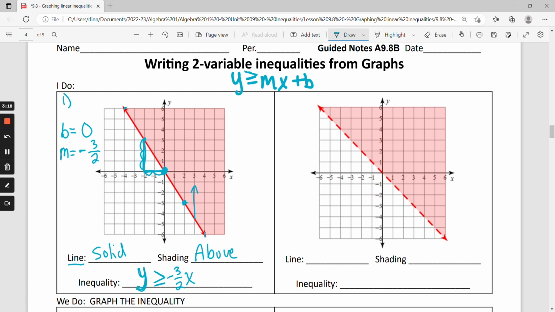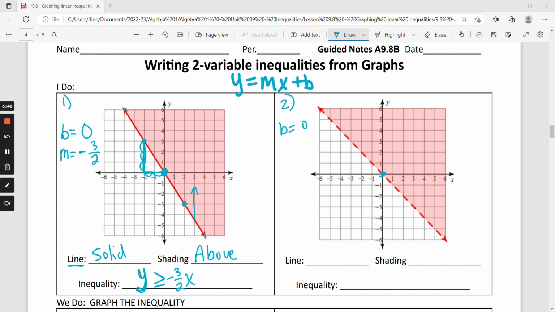Now let's go ahead and work on this next one here together. We'll call this number 2, even though I don't have numbers on here. So we're going to graph our inequality here. Once again, we're going to use our slope-intercept form. So we're going to have y equals mx plus b. We need to find our b value, where it crosses over the y-axis. In this case, once again, we're crossing over the y-axis at 0. Our m value is our slope. I can see that my slope is pointing down, so it's going to be negative.